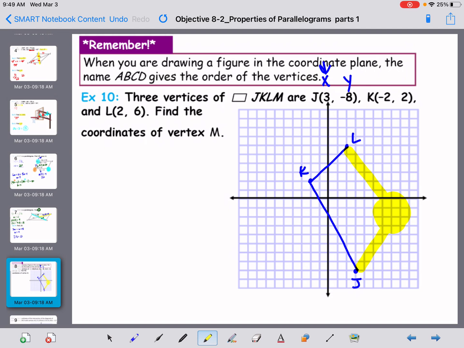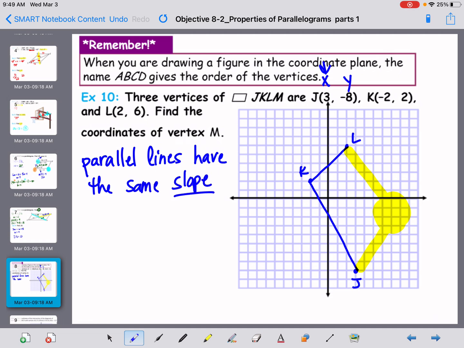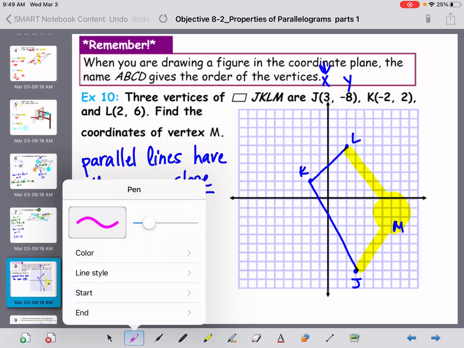What is special about lines being parallel? Do you remember? They move in the same direction. They never touch. If they move in the same direction, that means that parallel lines have the same slope. So that means that the slope of KL would be the same as JM. Wherever that M is, it's going to be the same slope.